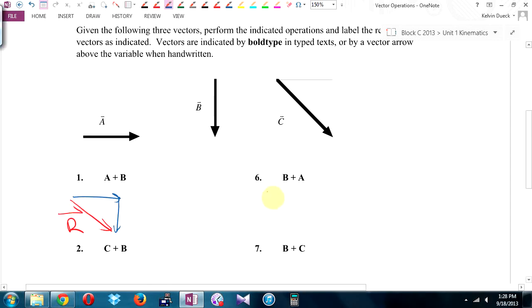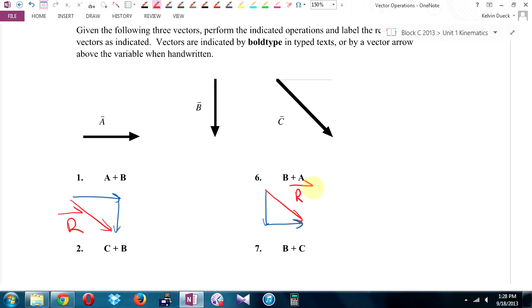Moving straight across to number 6. Number 6 is B plus A, and you'll notice you get a similar looking thing to number 1. And what we said, Callum, was with vectors, the order you add stuff in doesn't matter. What's 5 plus 6, Callum? What's 6 plus 5? Also 11. What's A plus B? The same as B plus A.